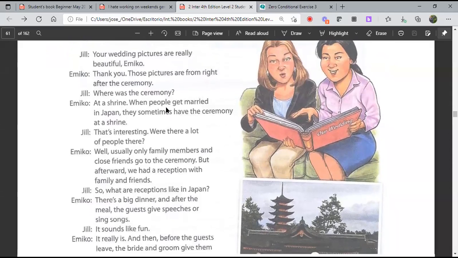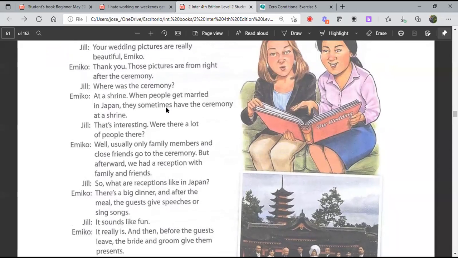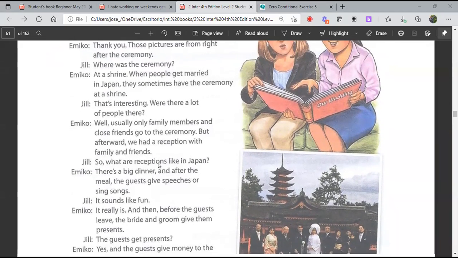Your wedding pictures are really beautiful, Emiko. Thank you. Those pictures are from right after the ceremony. Where was the ceremony? At a shrine. When people get married in Japan, they sometimes have the ceremony at a shrine. That's interesting. Were there a lot of people there? Well, usually only family members and close friends go to the ceremony. But afterward, we had a reception with family and friends.